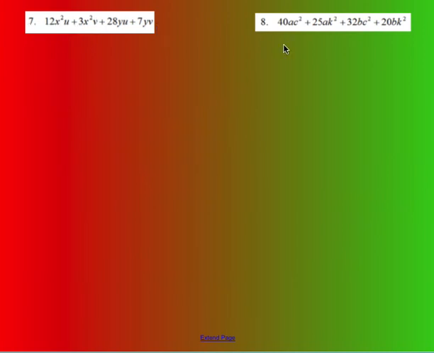Okay, so for number 8, again, we're going to factor by grouping. So between 40 and 25, you can take out a 5. Now I notice each of those terms have an a, so I can take an a out of each term. So now I'm going to divide each term in the first parenthesis by 5a. 40 divided by 5 is going to give me 8. My a's are going to cancel, and I'm left with c squared. I couldn't take c squared out because it wasn't in both terms. 25 divided by 5 is 5. Again, my a's cancel out, and I'm left with k squared.